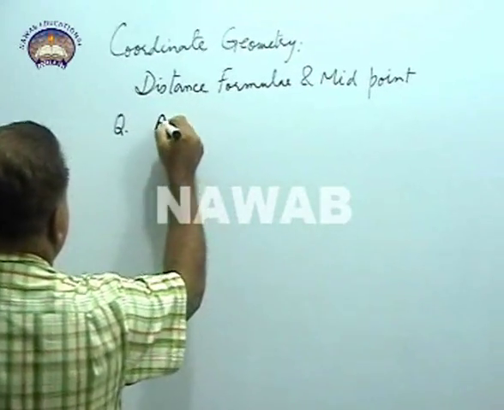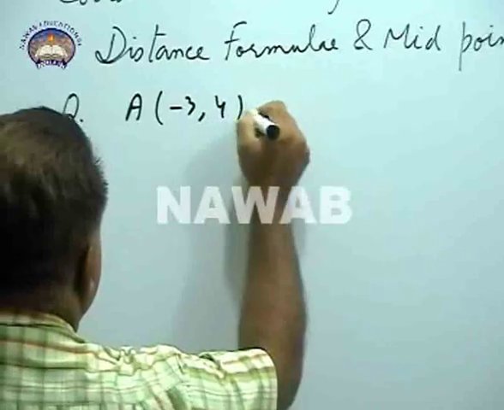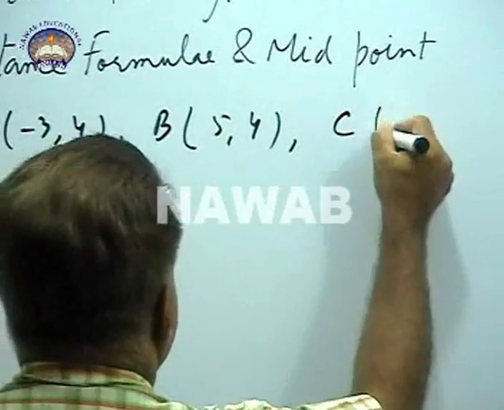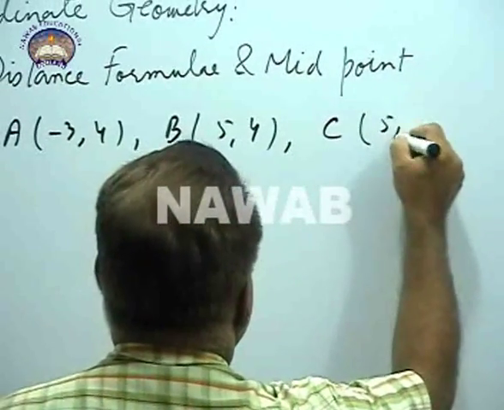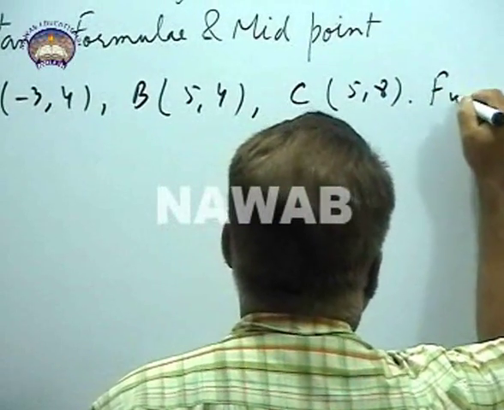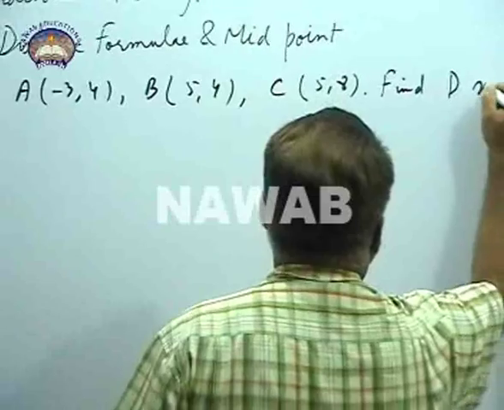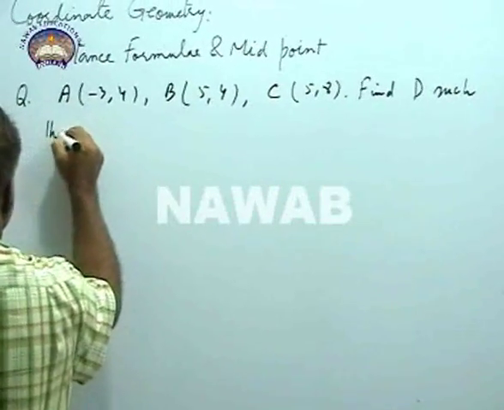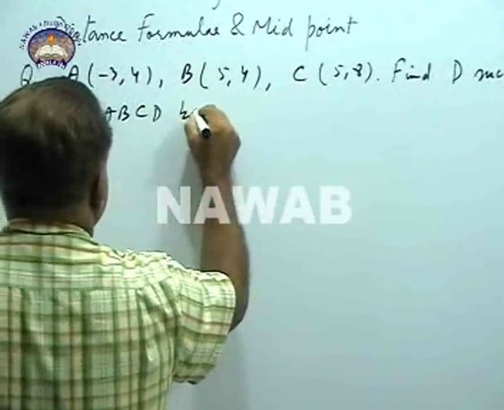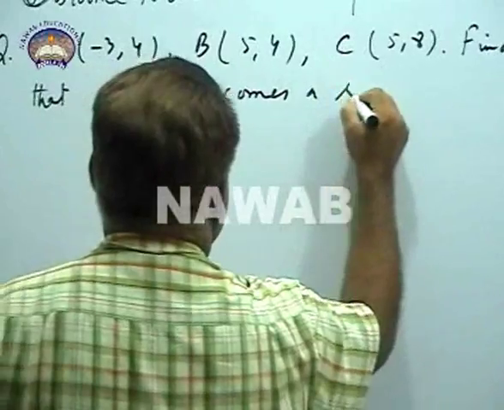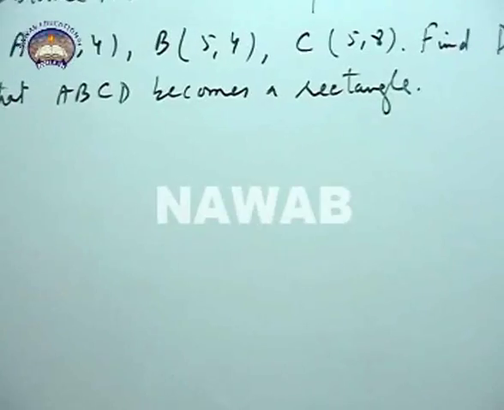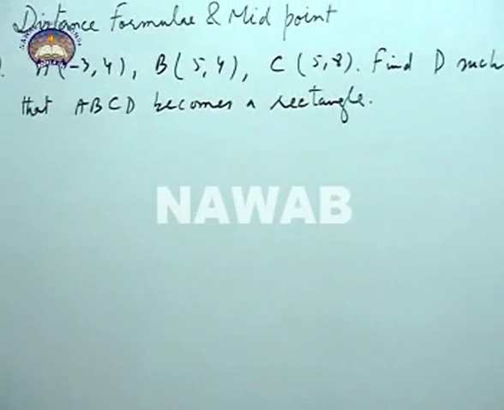a question that A is minus 3, 4, B is 5, 4, C is 5, 8, and in the question it says find D such that A, B, C, D becomes a rectangle. If A, B, C, D is a rectangle, then we have to find the value of D.